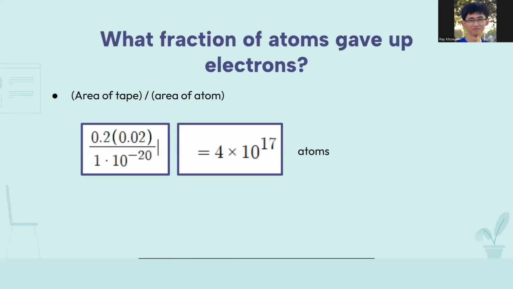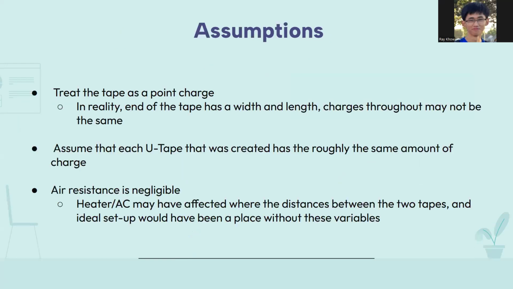Now, in order to determine the amount of atoms that we had in the U-tape, we use a simple formula. It's basically the area of the tape divided by the area of an atom. We get this number, and if you recall, it is pretty different from the value that we got from the model, and this could be due to a variety of things, and possibly because of these three assumptions.